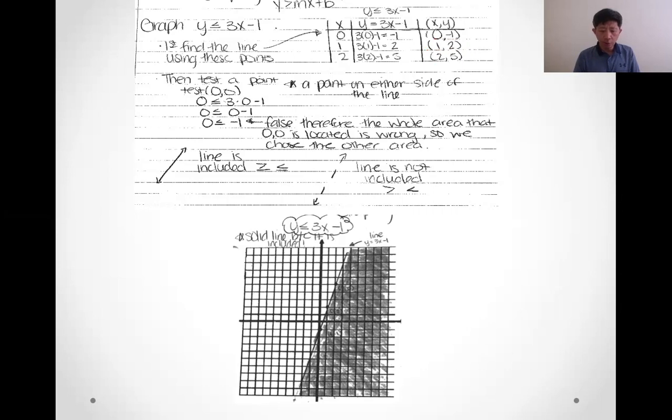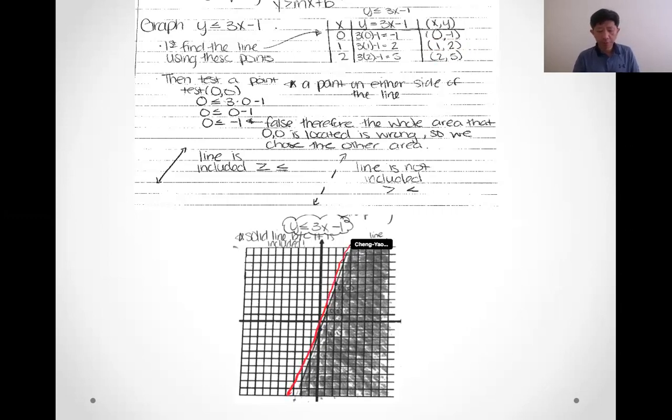Now we have 0 and -1 right here, and we have 1 and 2 right here, right? All right. And then we can graph the line like this, right? So now we have a line like this, okay?